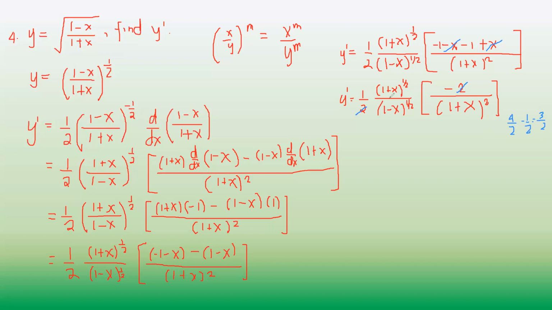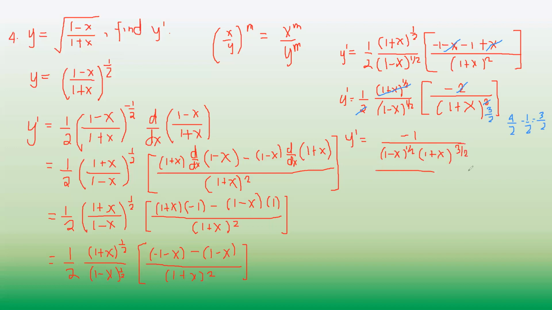Doon, sige, pag ginancel natin to. So makakancel itong raised to 1 half. Ito magiging 3 over 2 ang exponent. And dito, ang 2 kasi ay 4 over 2. Okay. Then y prime is now equal to, naiwan sa taas, 1 saka negative. So we have negative 1 na lang sa ating numerator. Over, na lang, 1 minus x raised to 1 half saka 1 plus x raised to 3 over 2.